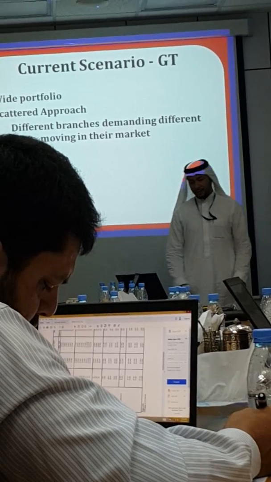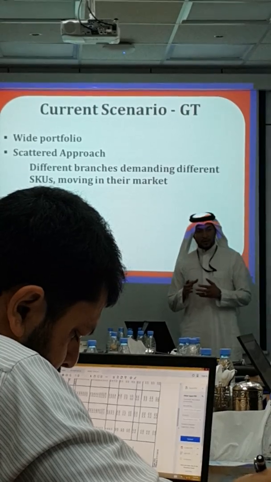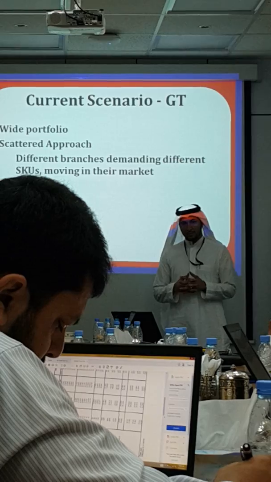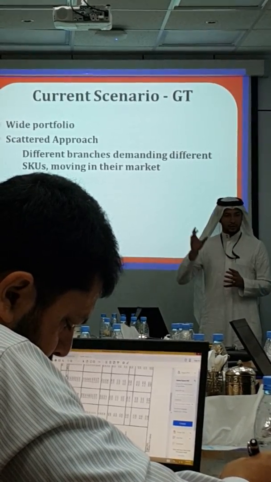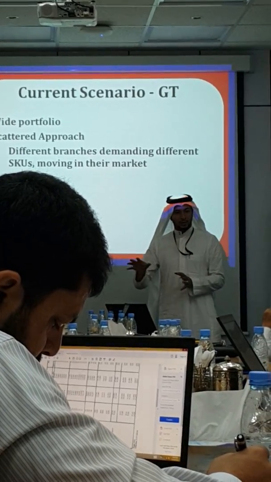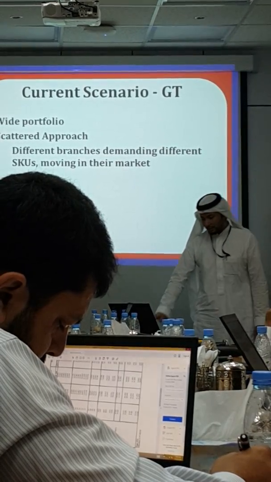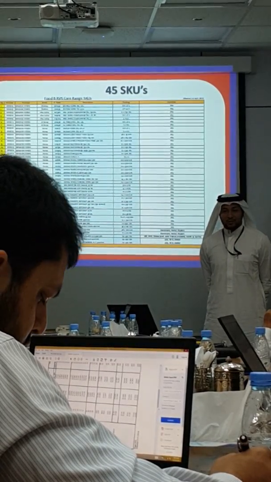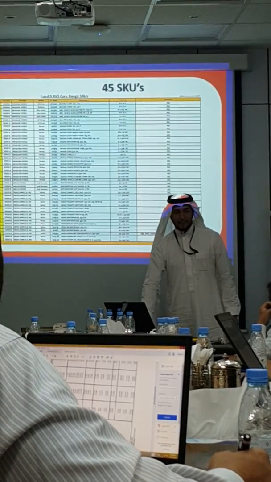So we go to the current scenario. As previously mentioned, we have a wide portfolio and a scattered approach. What I mean is different branches demand different SKUs to be core. Let's say a salesman in the South region wants certain SKUs to be considered core, and someone in Riyadh asks the same. So it adds up, and we have 45 SKUs considered as core in food B.